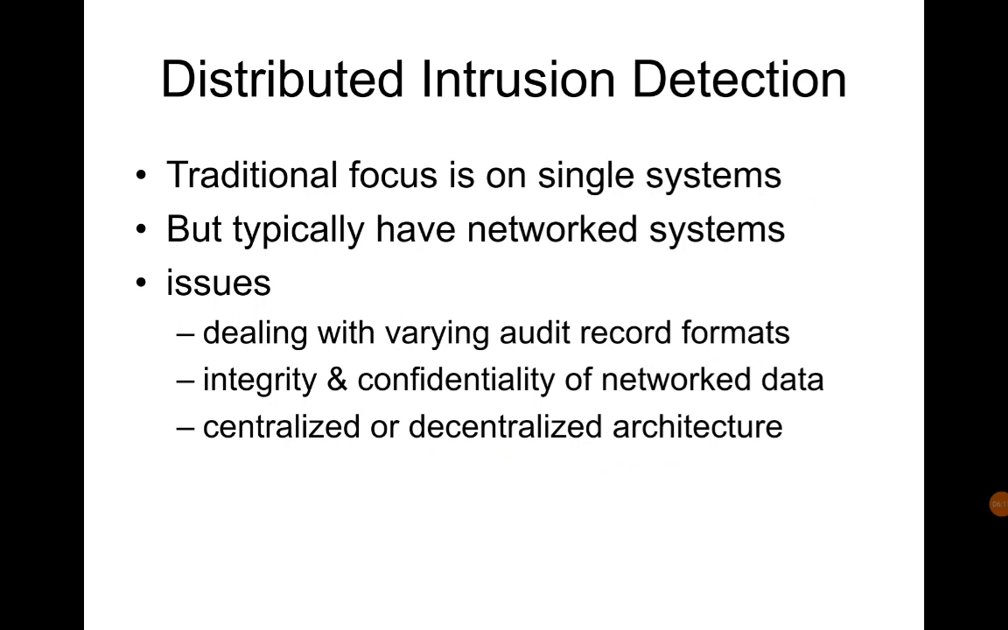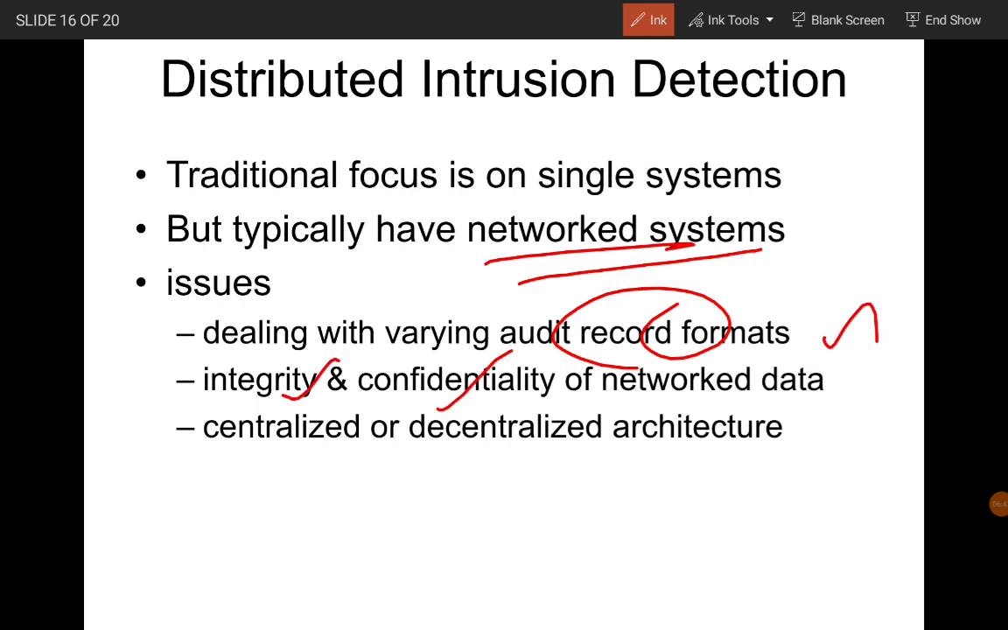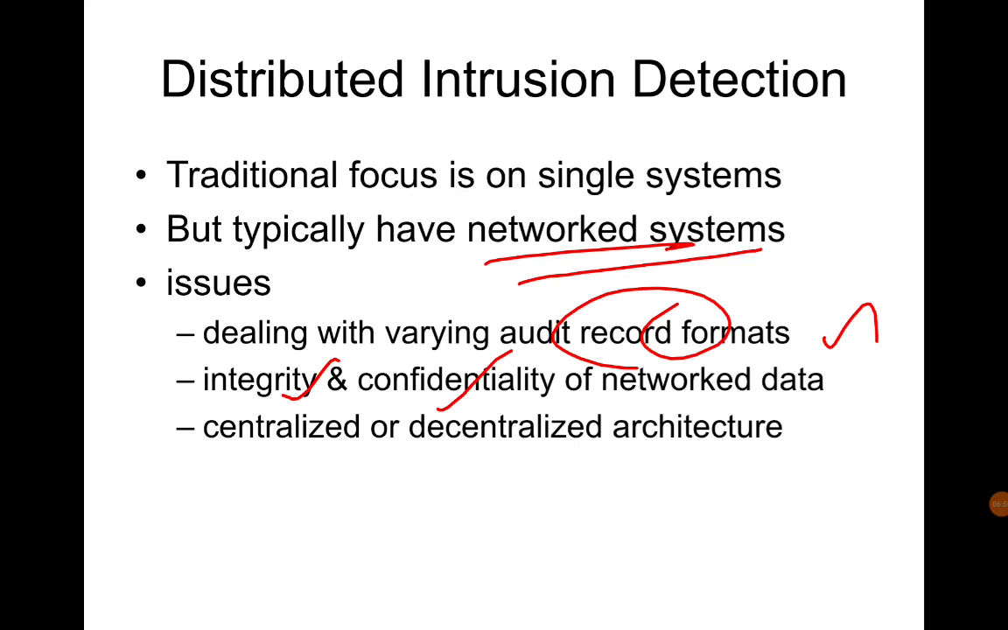Then we move on to the third method, distributed intrusion detection. So far we have concentrated on intrusion detection in a single system, but nowadays all the applications are connected with the internet. So we have to move on to distributed intrusion detection. But in this case, the problems we face are that we have to deal with various types of audit record formats, and we have to concentrate on integrity and confidentiality of networked data. Similarly, we suffer because of centralized and decentralized architecture.